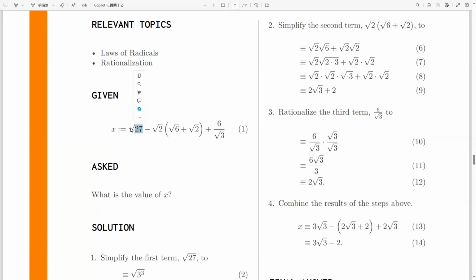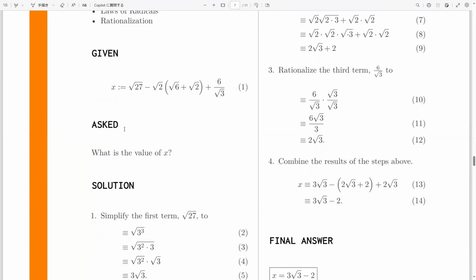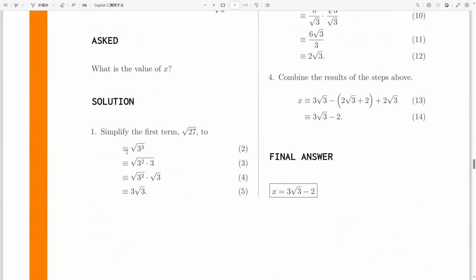For example, this one, the square root of 27, we can simplify it as follows. So we can express 27 as the third power of 3. And so the square root of that would be as follows. So 3 cubed can be separated into 3 squared times 3. And then we can now separate the radical sign. So it's now the square root of this term times the square root of this term.